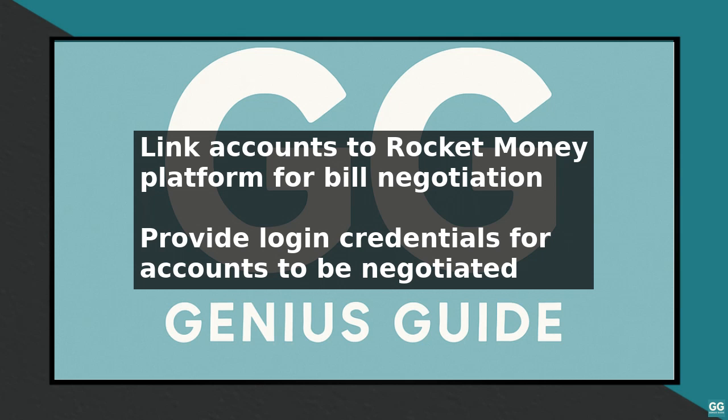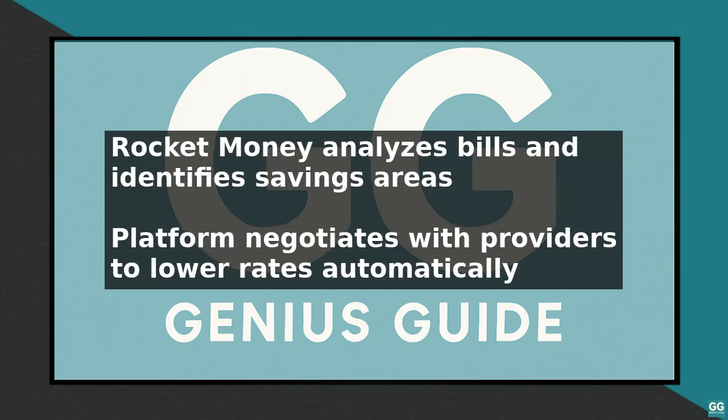Once your accounts are linked, Rocket Money will analyze your bills and identify areas where you can save money. The platform will then negotiate with your service providers to lower your rates. You can choose to have Rocket Money automatically negotiate your bills, or you can manually review and approve each negotiation.